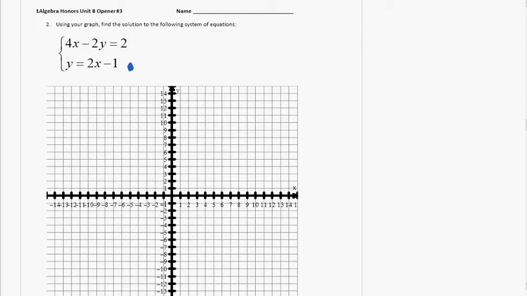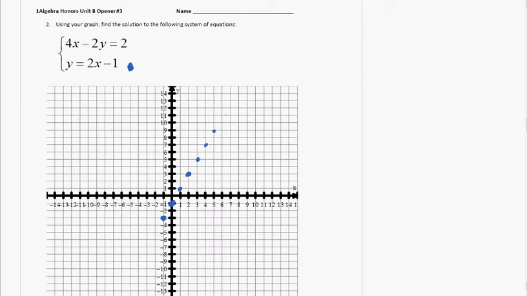So I come down here and I start at -1, and then the slope is +2, so that means I go up 2 and to the right 1, or I could go in the other direction, down 2 and to the left 1, and I'm going to do that just a few more times to get a few more points on this line.